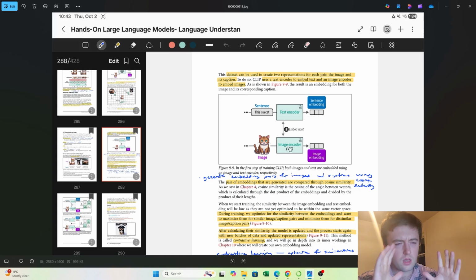Okay, so overall, very good book though. Yeah, I think that's all I'm gonna say.